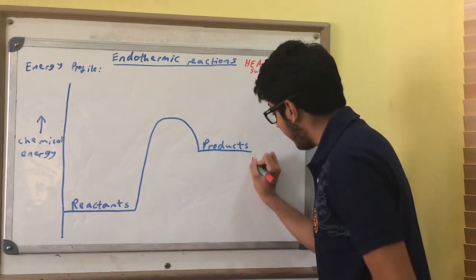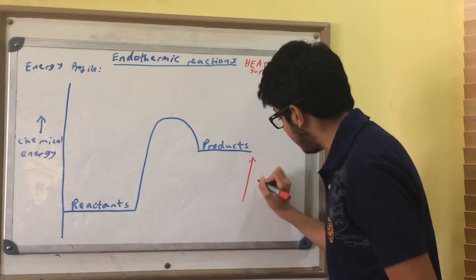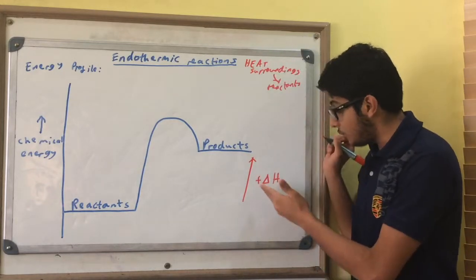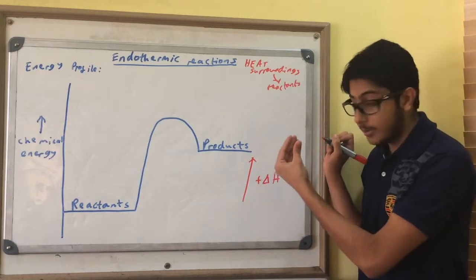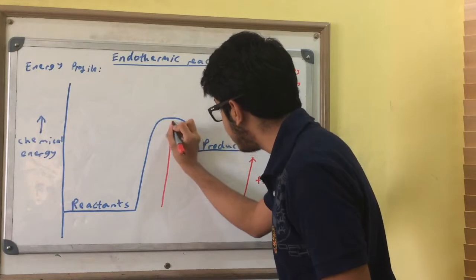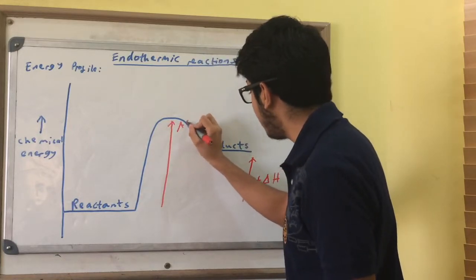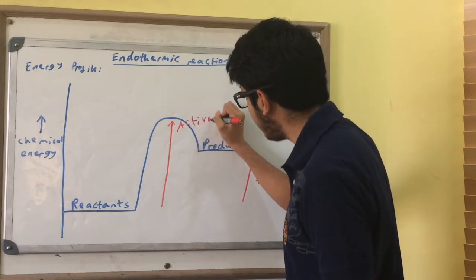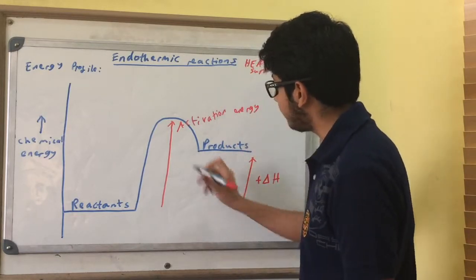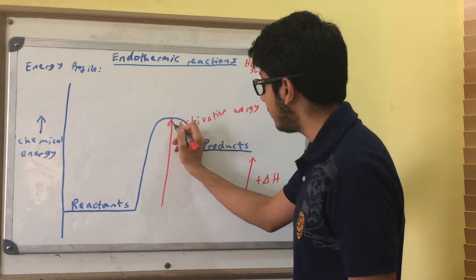So, here we have the change in heat energy, plus delta H. The change in heat energy, it's gone up, and the peak, from the reactants to the peak, is the activation energy. Obviously, you will draw your thing with a ruler. All the way to the top.